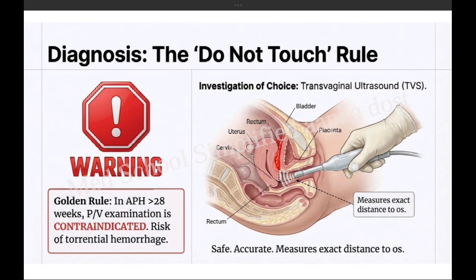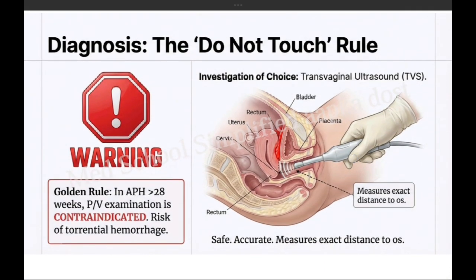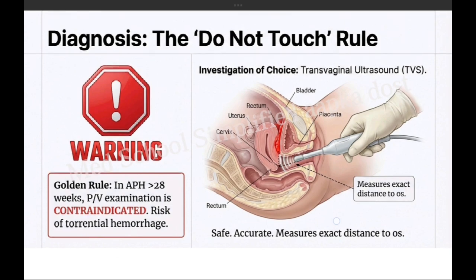For diagnosis, we come with the do not touch rule. This is the golden rule in APH more than 28 weeks. Per vaginal examination is contraindicated because of the risk of torrential hemorrhage. The investigation of choice is transvaginal ultrasound. It is safe, accurate, and measures the exact distance to the os. You can see in the diagram we are doing a transvaginal ultrasound.